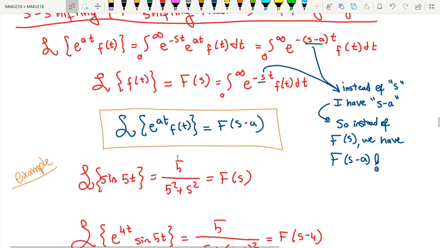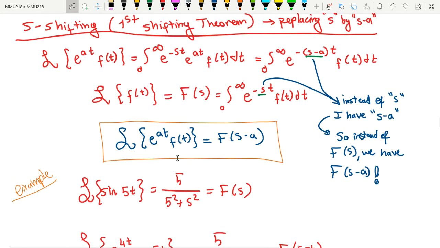So how does it look? Let's say Laplace, and let's see a general example here. If I want to take the Laplace of 5 sine 5t, I had seen before, this is like sine at, it is equal to a over a squared plus s squared. So if I replace a by 5, that will be 5 over 5 squared plus s squared. That will be my capital F of s.